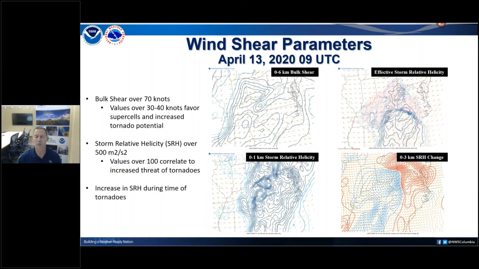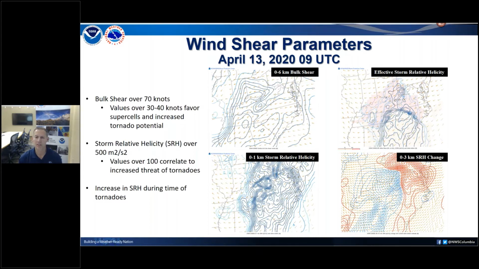Now take a look at the wind shear parameters. Look at the upper left-hand corner, the bulk shear in the lower 6 kilometers of the atmosphere. We had bulk shear values over 70 knots, almost 80, 90 knots coming into the CSRA at the time. And this is one of the parameters we look at that really helps to organize storms. Values over 30 to 40 knots are favorable for supercells and increased tornado potential.